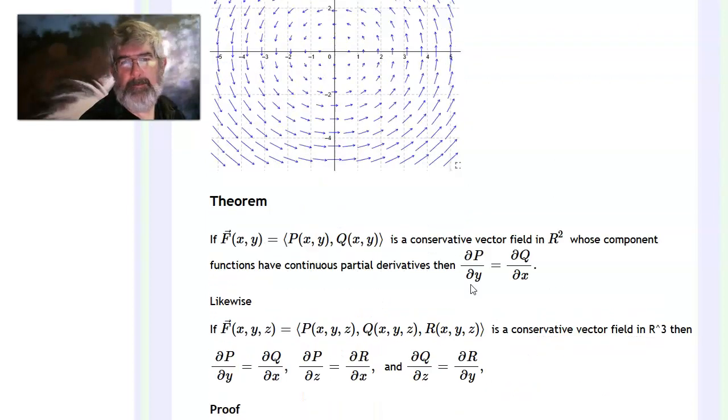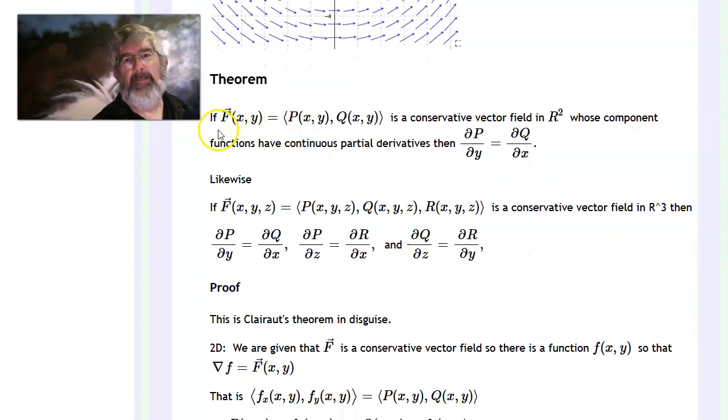And here's the theorem that we need. So let's pull this up here. If you have a vector field F, and we're going to specify the component functions now, the first component of the vector field we're calling capital P of xy, and the second component is capital Q of xy. If it is a conservative vector field in R2, whose component functions P and Q have continuous partial derivatives, then the partial of P with respect to y is equal to the partial of Q with respect to x. So if it's conservative, I claim that these particular partial derivatives have to be equal to each other.